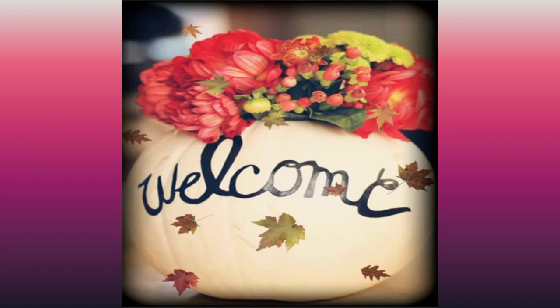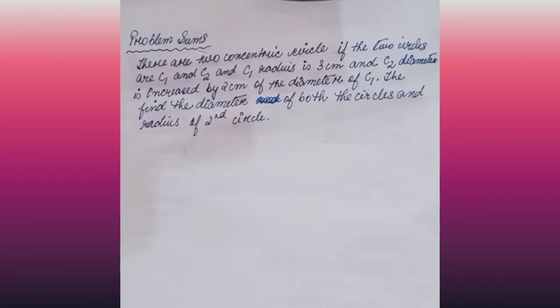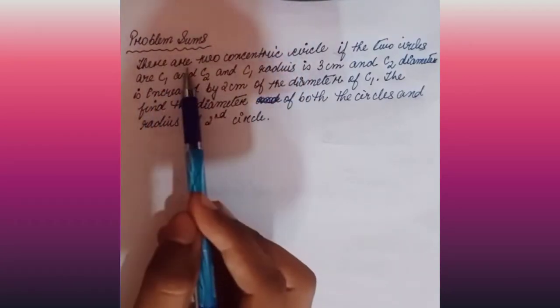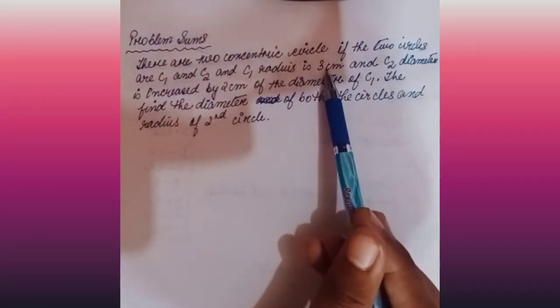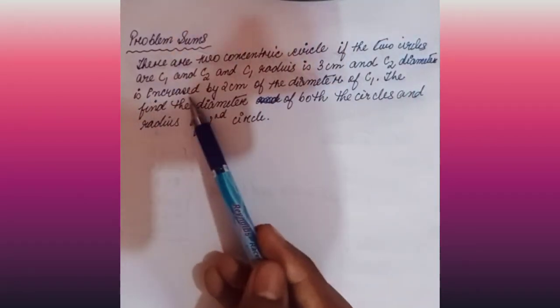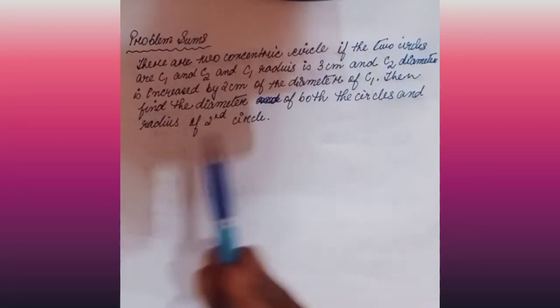So today we'll be continuing with the same topic. The topic will be problem sums regarding concentric circles. The question is: there are two concentric circles, C1 and C2. C1's radius is 3 cm, and C2's diameter is increased by 2 cm of the diameter of C1. Then find the diameter of both the circles and the radius of the second circle.